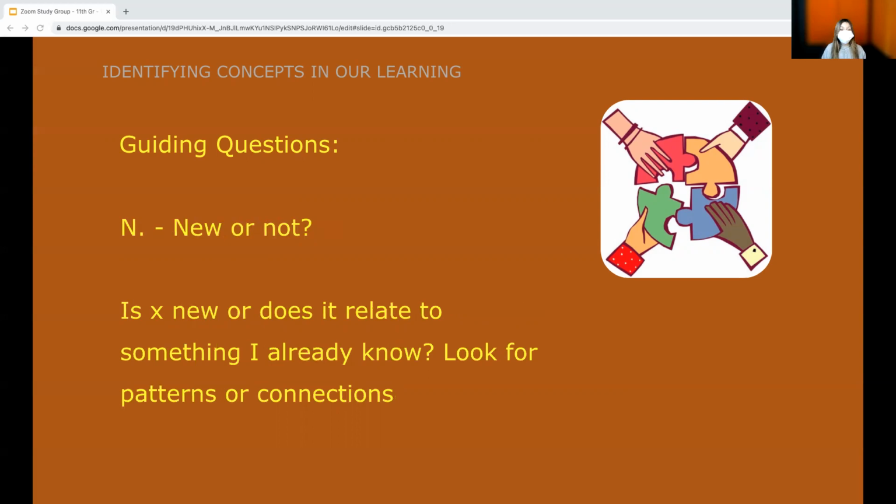And the guiding questions for N: is X new or not? Does it relate to something I already know? So again, it's important, to really make sure that you are identifying concepts in your learning, that you are making those patterns or connections. You're really taking that time and putting in effort to see how everything is related. And this is to solidify that information, solidify that fact, and really ground your own understanding.